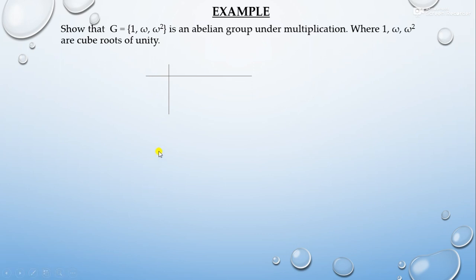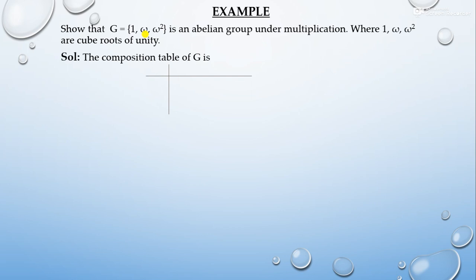If our set G has the elements 1, omega, omega square, then we have to show that this is an abelian group under multiplication. What is this omega? These omega, omega square, these are the cube roots of unity. And you know the property of cube roots of unity: omega cube value is 1.